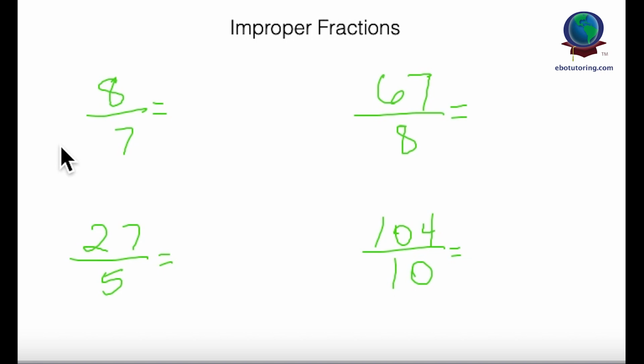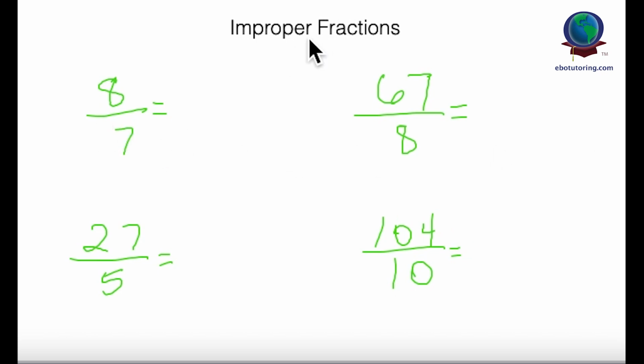But in all these examples you see in front of you, all these fractions have a number in the numerator at the top that's bigger than the number in the denominator at the bottom. So when your numerator is bigger than your denominator, you have an improper fraction. What are you supposed to do with improper fractions? Usually they turn into mixed numbers. What's a mixed number? A mixed number is a whole number that is paired with a fraction. Let me show you the first example, 8/7.